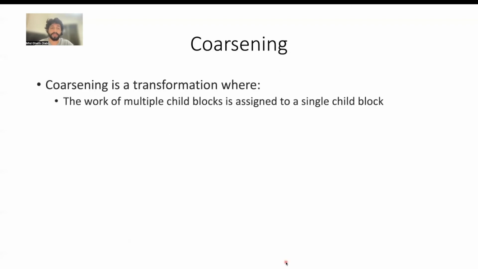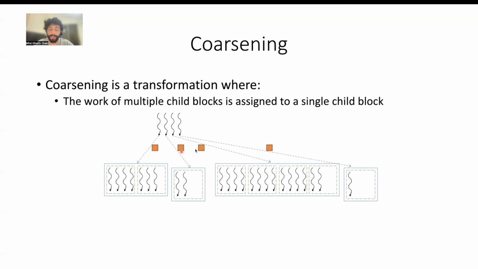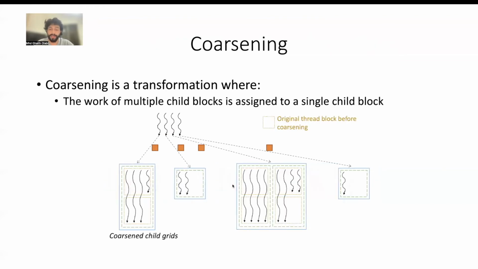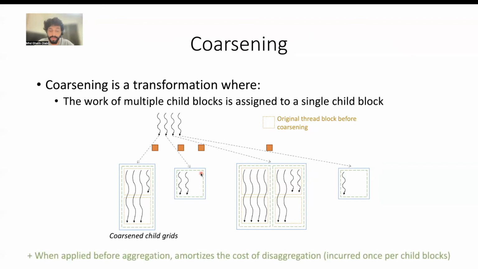Next is coarsening. Coarsening is a transformation whereby the work of multiple child blocks is assigned to a single child block. So here we take this same example again. We have 4 parent threads. Each one of them does a dynamic launch. We have grids of several block sizes. We apply coarsening, and we can see here the original thread blocks before coarsening, and now they are coarsened. So one block is doing the work of 2 essentially. When this optimization is applied before aggregation, it amortizes the costs of disaggregation.